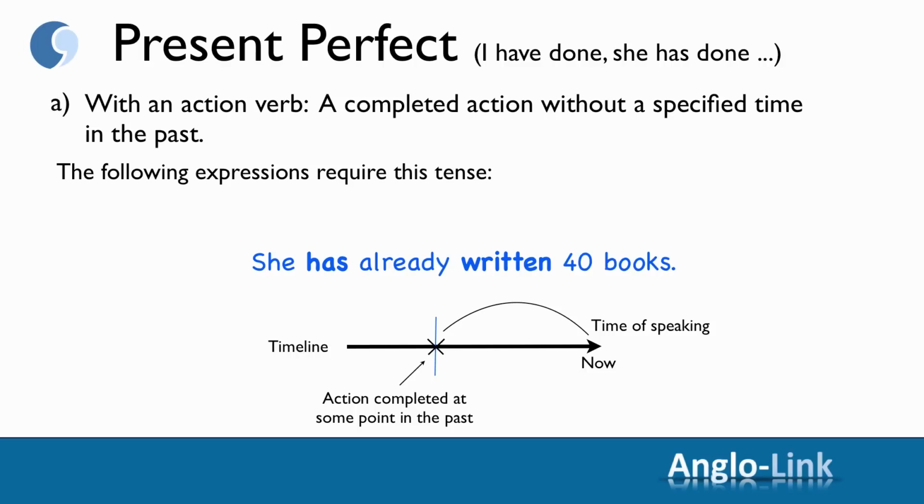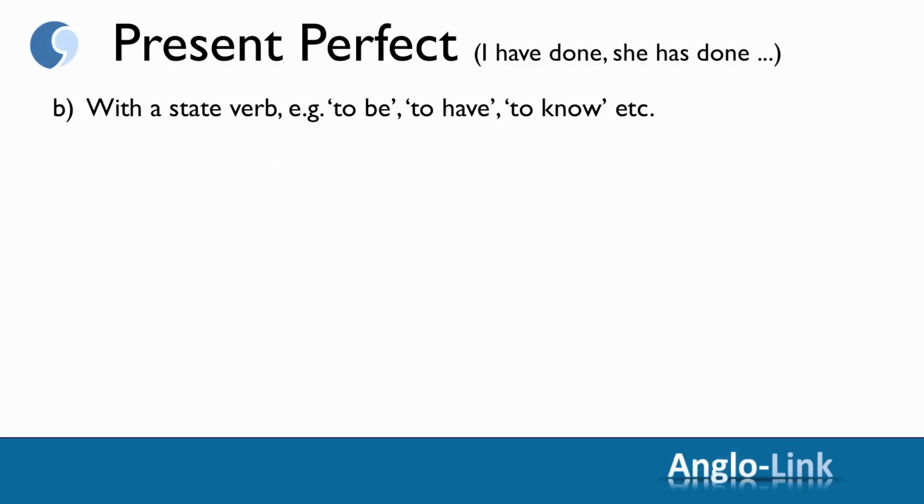Now, looking at the present perfect tense with state verbs, it's completely different. Remember that a state verb doesn't take a continuous tense. So, with a state verb, the present perfect has replaced the present perfect continuous. Which means that, with state verbs, the present perfect shows a state that continues from the past to the present.